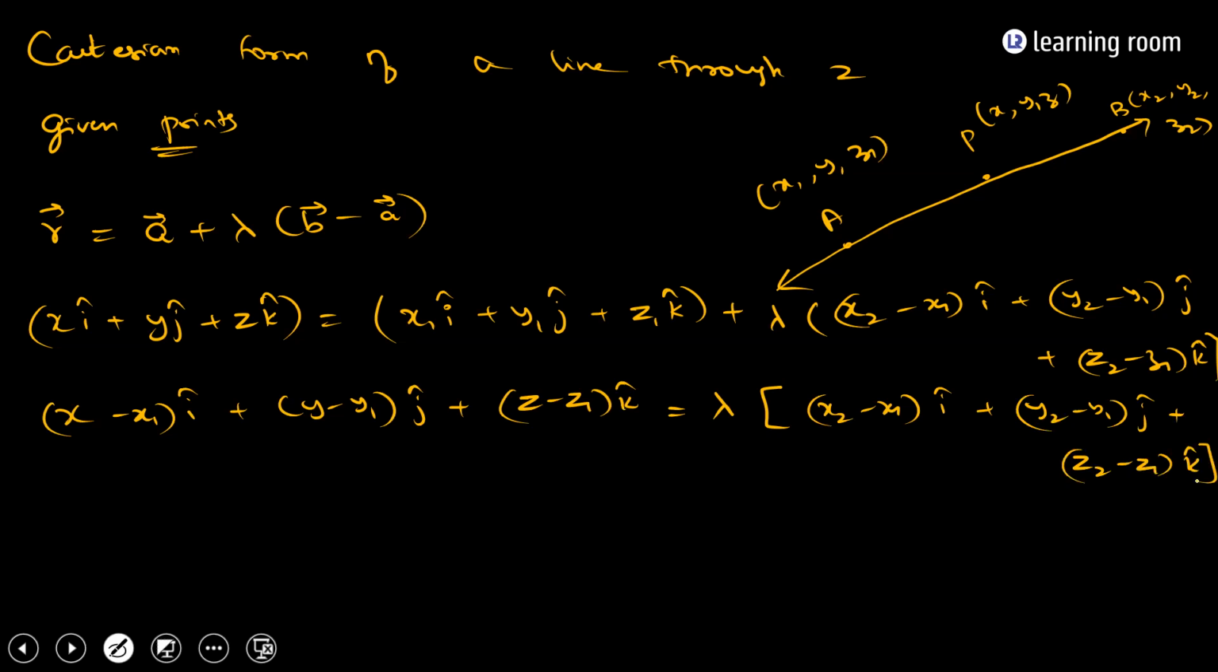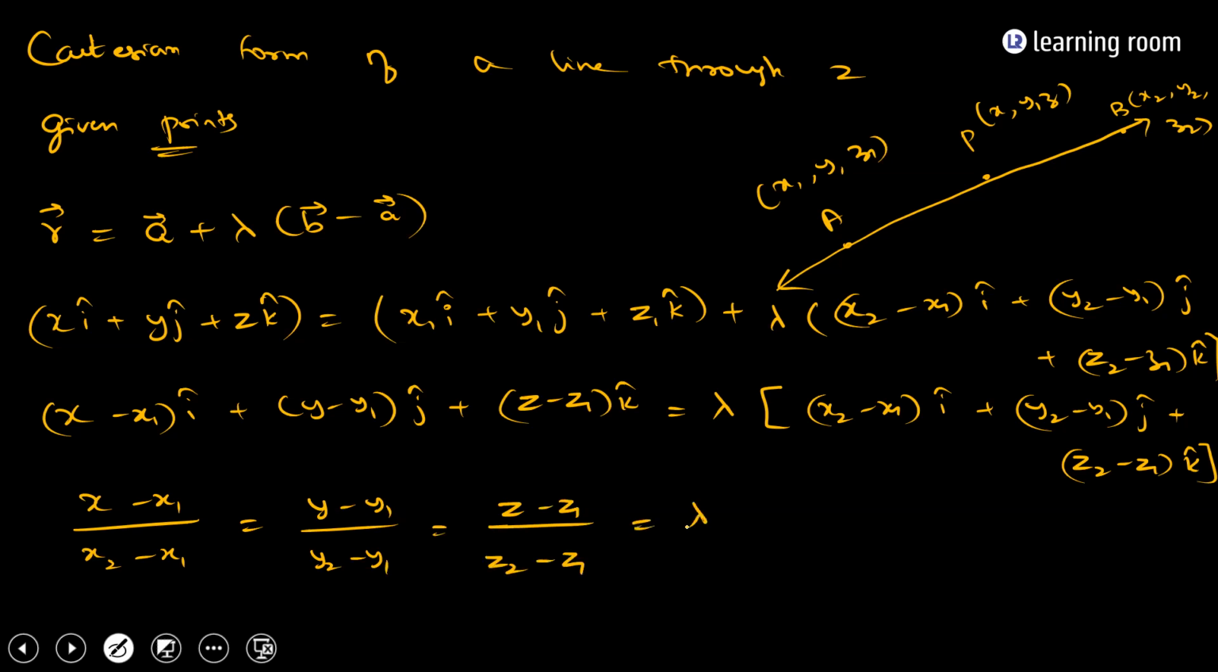Now, if I rearrange the equation, I get x minus x1 divided by x2 minus x1 is equal to y minus y1 divided by y2 minus y1, is equal to z minus z1 divided by z2 minus z1, is equal to lambda. Why is it so? Because when I compare the coefficients, it is similar to the previous derivation. X minus x1 is equal to lambda times x2 minus x1. So I'm bringing the x2 minus x1 here. Lambda is left out on the right hand side. Similarly, y minus y1 is equal to lambda times y2 minus y1, I'll bring this y2 minus y1 to the left hand side. Lambda is left on the right hand side. Similarly, z minus z1 by z2 minus z1.